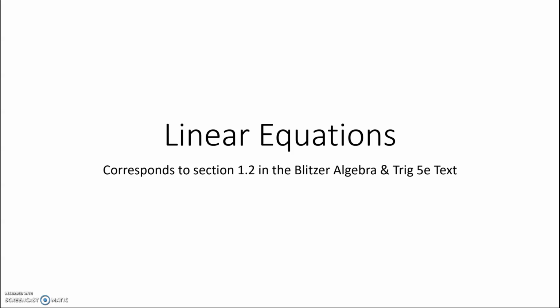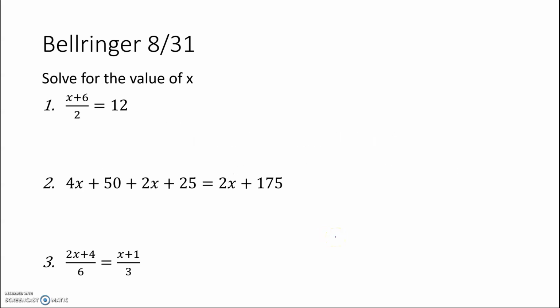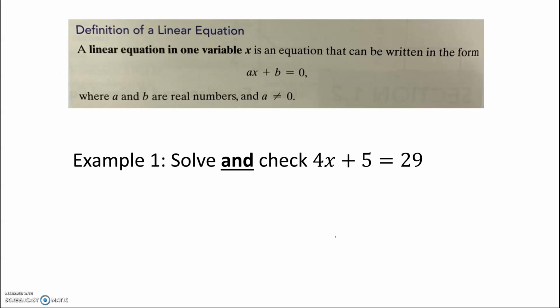We're going to move into section 1.2 on linear equations. So the definition of a linear equation can be written in the form ax plus b equals 0, where a and b have to be real numbers, a cannot equal 0. So the first example is solve and check. We're going to solve for the value of x.